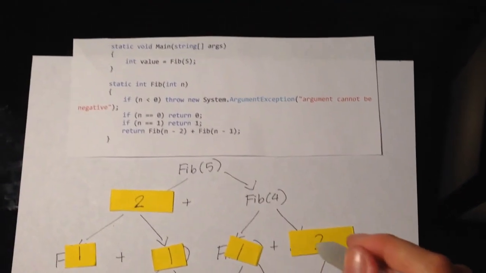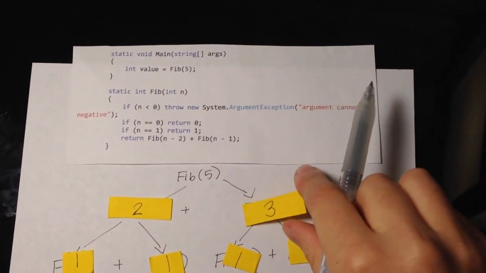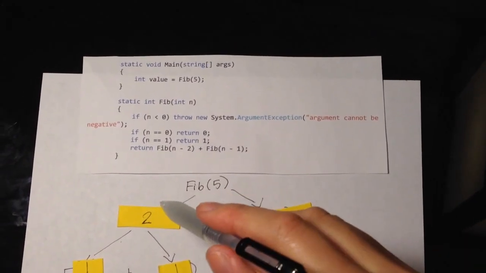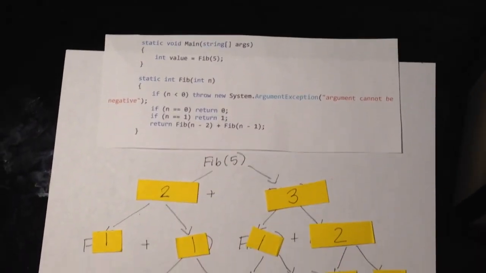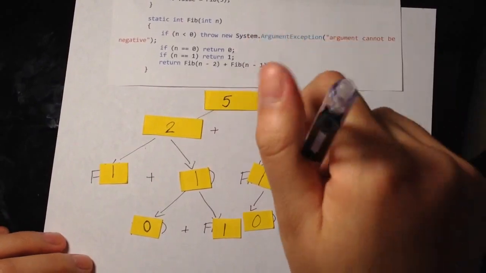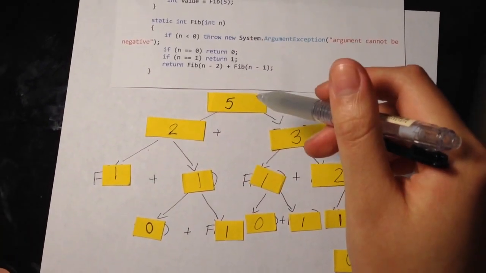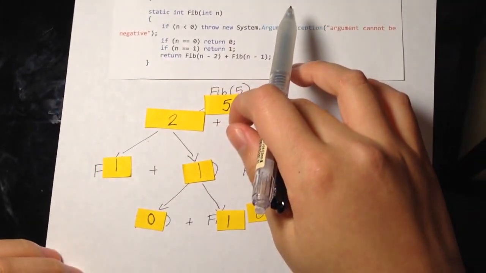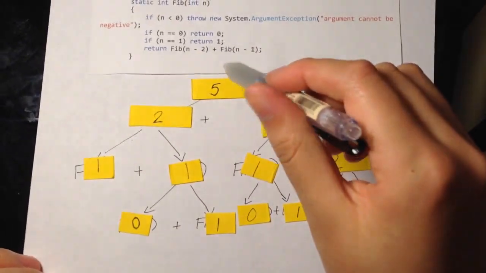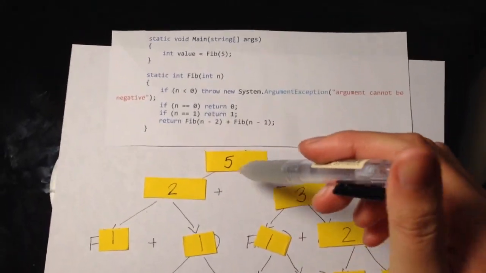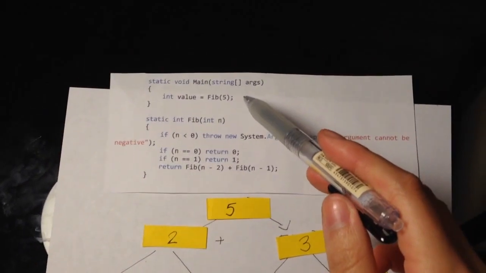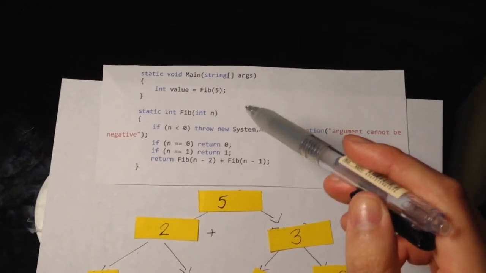Fib of 4 is 3, and fib of 5 we find is 5. So everything has been called for, and we return a value of 5 for fib of 5. So this is returned back to the main program, and we get our desired result.